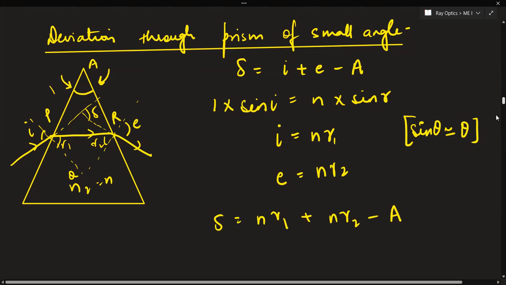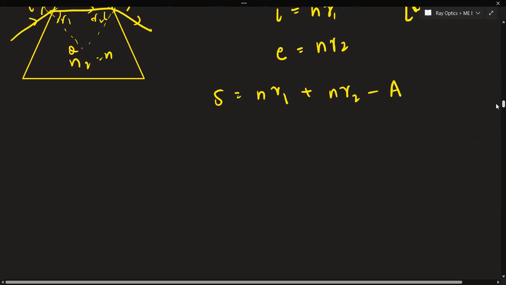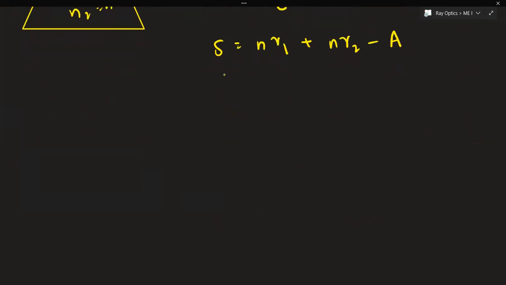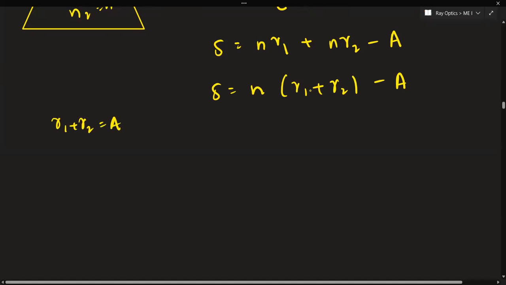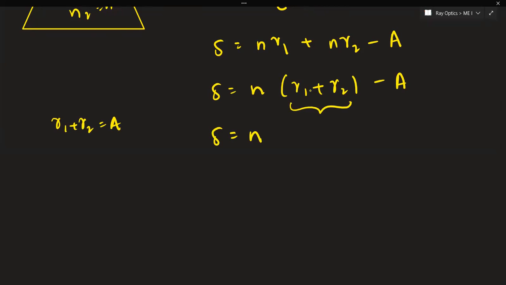Let's take n common, refractive index. So delta becomes equal to n into r1 plus r2 minus A. What is r1 plus r2, class? A. Good, Ahmed. This is equal to A. r1 plus r2 is equal to A. So delta is n, instead of this I'm writing A, minus A. Take A common, you get delta equal to A into n minus 1.